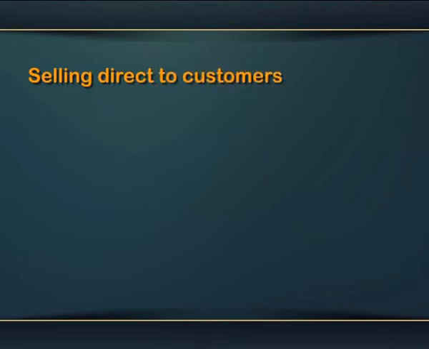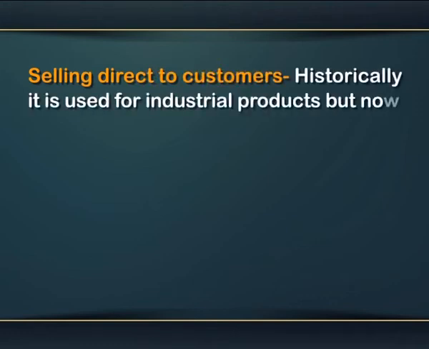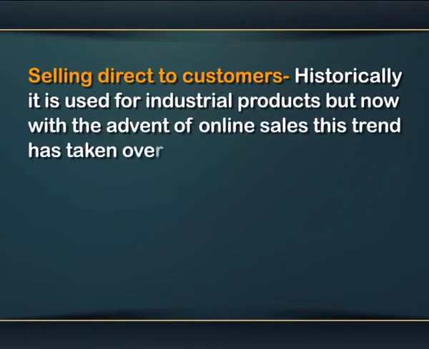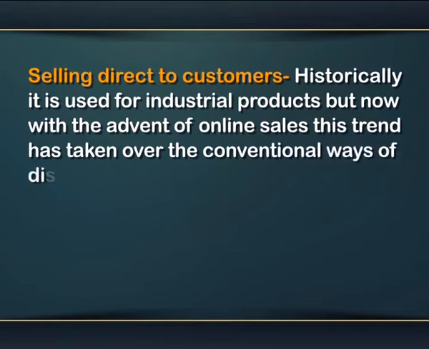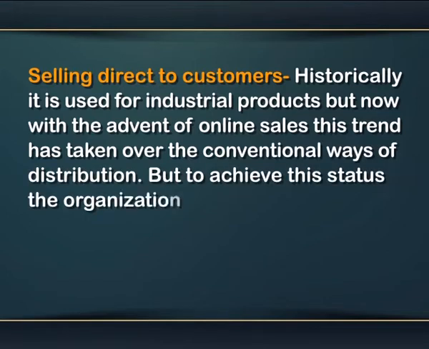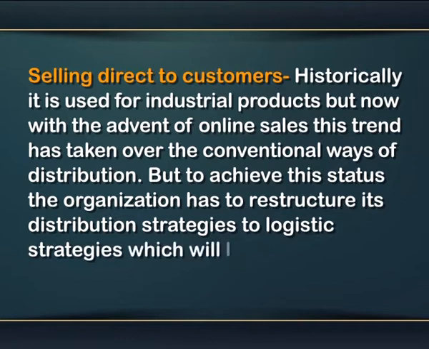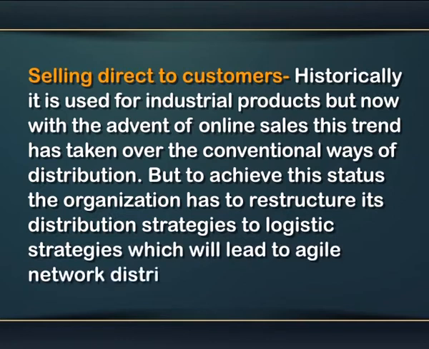Selling direct to customers. Historically, it is used for industrial products, but now with the advent of online sales, this trend has taken over the conventional ways of distribution. But to achieve this status, the organization has to restructure its distribution strategies to logistic strategies, which will lead to an agile distribution network. Let's observe some major channels in distribution network.